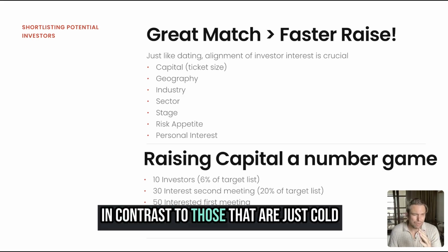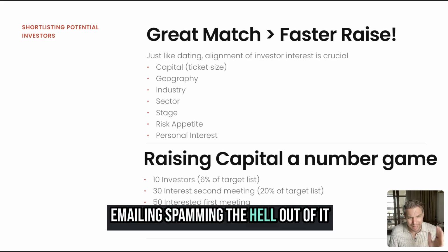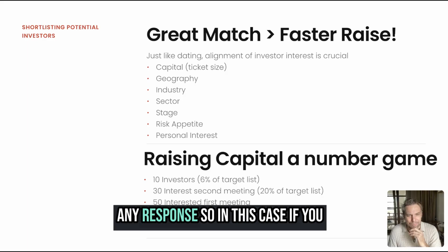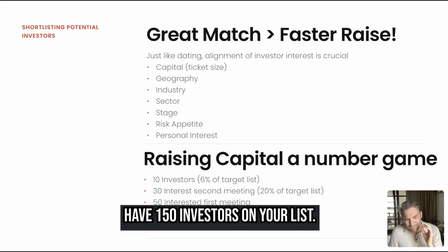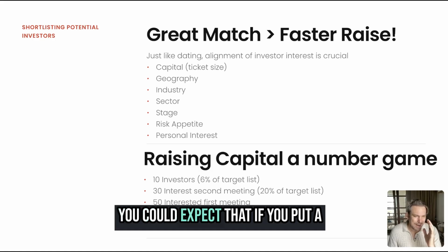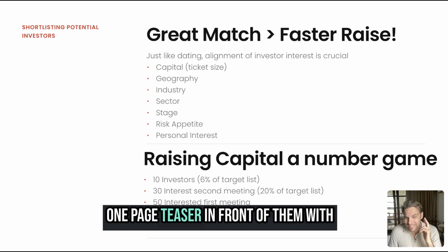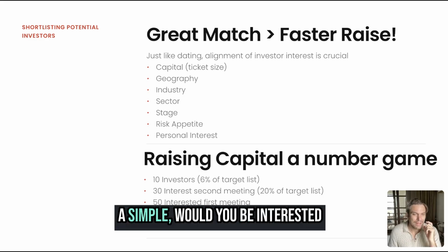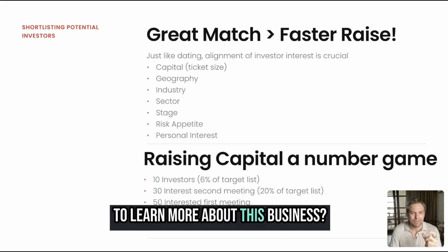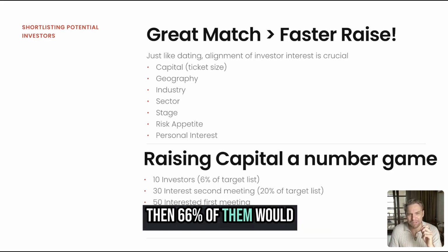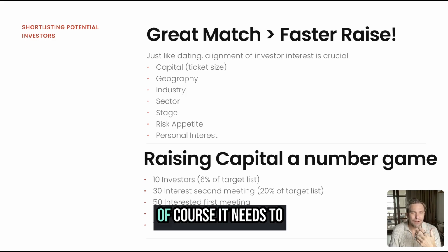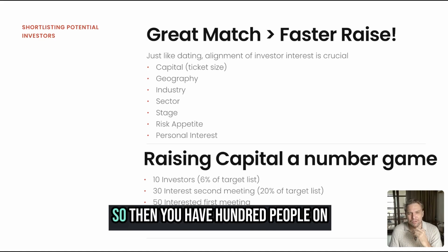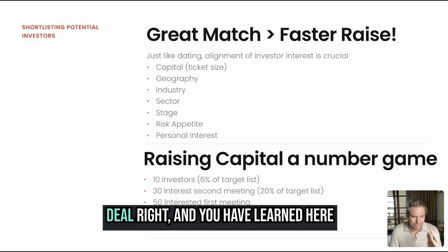And that match means that your response rate, your positive response rate, will go significantly up. In contrast to those that are just cold emailing, spamming the hell out of it, then you of course don't get any response. So in this case, if you have 150 investors on your list, you could expect that if you put a one-page teaser in front of them with a short email where you ask for a simple, would you be interested to learn more about this business? Then 66% of them would say, sure, tell me more. Of course, it needs to be an investor, right? So then you have 100 people on your list that are interested in your deal, right?